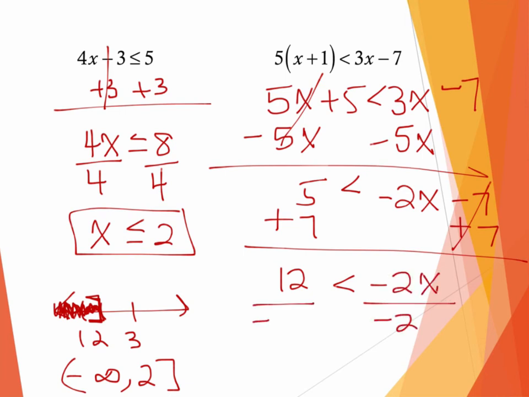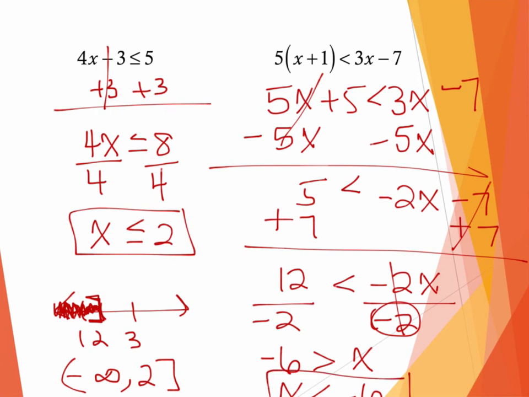I'm going to divide each side by negative 2. Since I divided here by a negative number, I have to flip my inequality symbol. So let's make sure that we read this correctly. We have negative 6 is greater than x, which means x is less than negative 6. If you think that you would have a hard time reading this, especially at the beginning, you might want to always move your x terms over to the left-hand side. So my interval here is going to be negative infinity to negative 6.